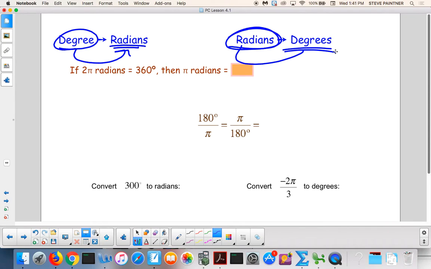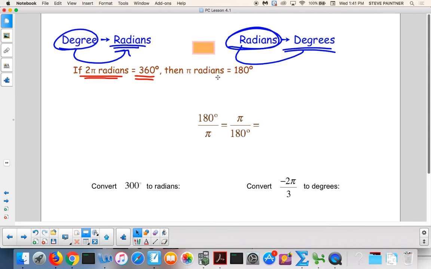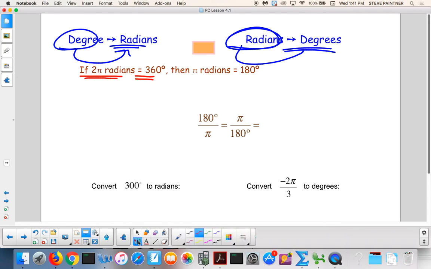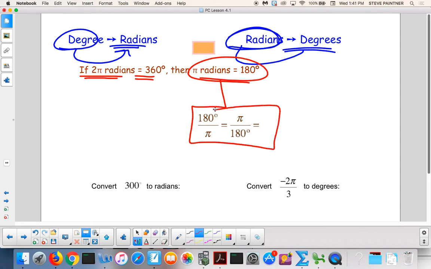Well, look at this. This is kind of nice. If 2 pi radians is equivalent to 360 degrees, then pi radians is equal to what? 180. Okay, so make sure you get that on paper right here, because this is what you're going to use when it comes to conversions. You'll either use this one, 180 degrees over pi, or pi over 180. So this is your conversion, right?